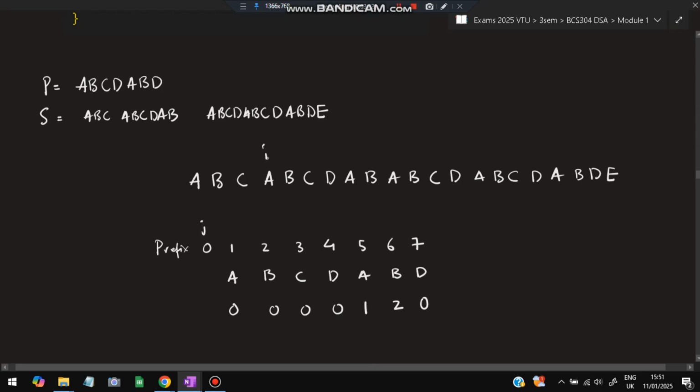Again we will be doing the same thing. i is equal to a, and j plus 1 is equal to a. Both are same, so we will be incrementing j and incrementing i also. After incrementing i and j, what is j plus 1? j plus 1 is b, and i is also b. So again we will increment both of them. Next one is c here. j plus 1 is also c, so we increment both of them again. Now j plus 1 is d and i is also d. In that case again increment.